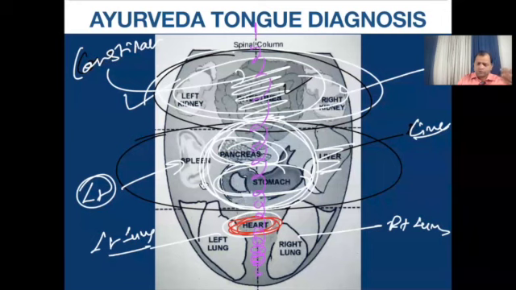Now, if we know a little more, then we can even declare exactly what the problem is in the left kidney, whether the left kidney is having this problem or that problem, whether the kidney has a stone, whether the kidney is suffering with this problem. Just by looking at the tongue diagnosis, we can declare anything. So the tongue is exactly like the body.